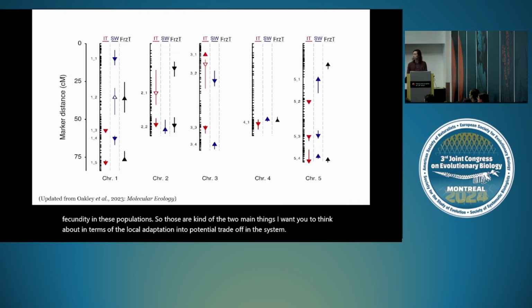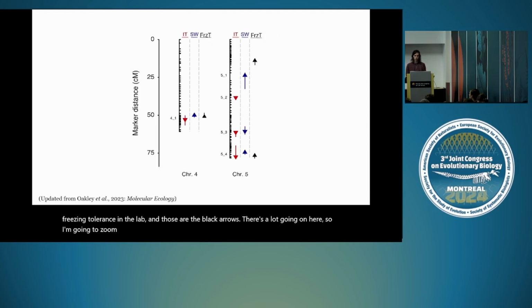So here I'm showing you the results of 2 QTL mapping experiments using a real population that was made between these ecotypes. One is showing average fitness over those same 8 years in the field, and those are the red and the blue arrows. But the other is mapping freezing tolerance in the lab, and those are the black arrows. There's a lot going on here, so I'm going to zoom in to just the 4th and the 5th chromosomes to show you the loci that we're most interested in.